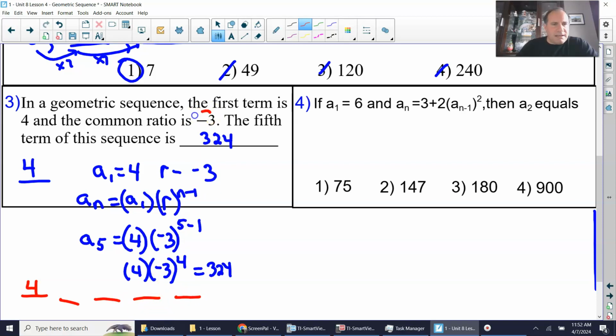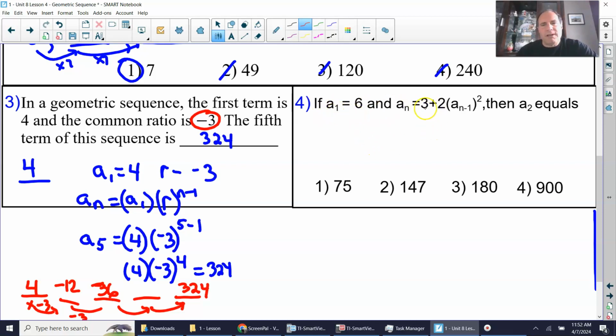So if they say that the common ratio is -3, then 4 times -3 is negative 12. Then you do times negative 3 again, and negative 12 times negative 3 is positive 36. Then you do negative 3 again, and again. You'll eventually get to 324. So you could do this by hand without putting it into the formula, but there it is.